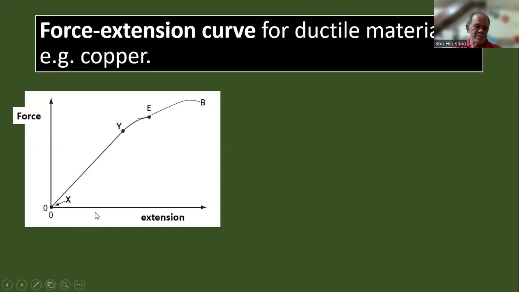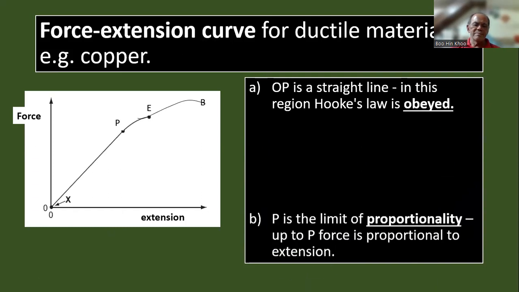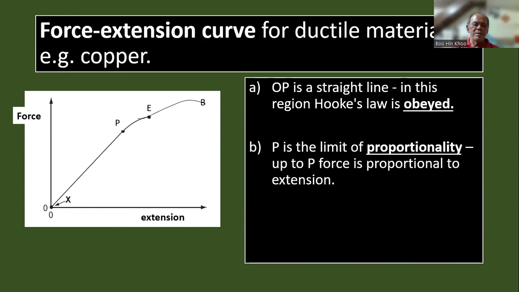That's a typical shape. Example, copper. Here is the origin. That's the extension, that's the force. OP is a straight line. In this region, Hooke's law is obeyed. P is the limit of proportionality. From origin to P is a straight line. Hooke's law is obeyed.